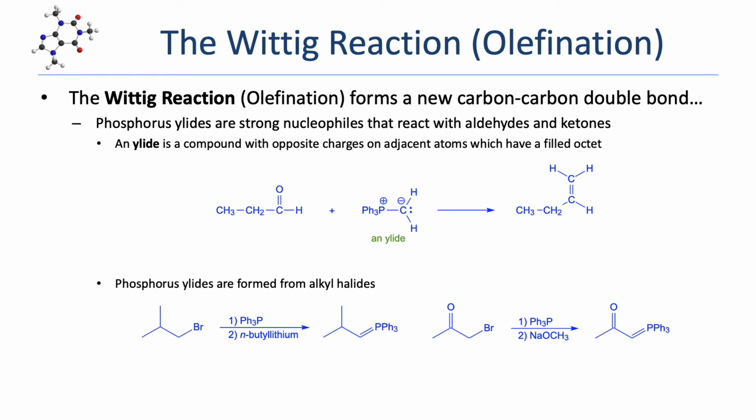The reaction involves treatment of the alkyl halide with triphenylphosphine followed by a strong base. In the first example, we see 1-bromo-2-methylpropane treated with triphenylphosphine followed by n-butyllithium. In some cases, weaker bases can be used. In the second example, we see 1-bromo-2-propanone treated with triphenylphosphine followed by sodium methoxide. In these examples, we can see that the ylides are drawn differently than what we saw up above. Phosphorus ylides are more typically drawn without the charges and with a double bond placed between the carbon and the phosphorus. The double bonded version of the structure is a simpler alternate Lewis structure of the same compound.